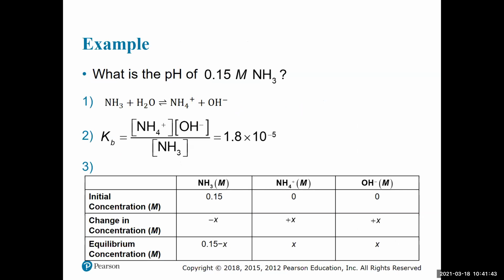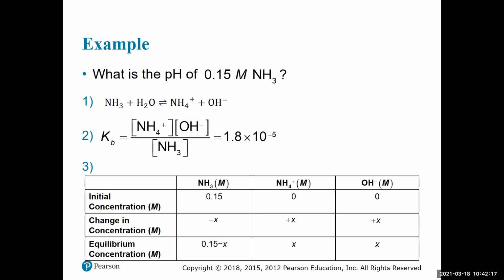So let's work through an example of how we would find pH for a basic solution. As I said before, for a weak base, it's a similar approach to what we did for the weak acid. So if you've been looking at the weak acid problems and you understand how to do those, you shouldn't have any problem with these. Let's go through one just to make sure everyone's comfortable with how we approach them. We're being asked to find the pH of a 0.15 molar ammonia solution.